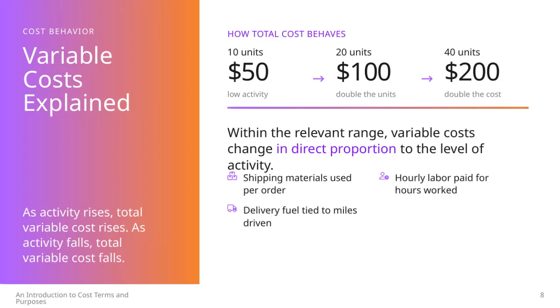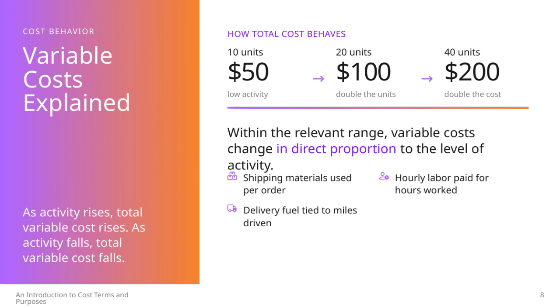Let's dive into how variable costs behave. Variable costs change in direct proportion to the level of activity. As activity increases, total variable costs rise, and as activity decreases, total variable costs fall.